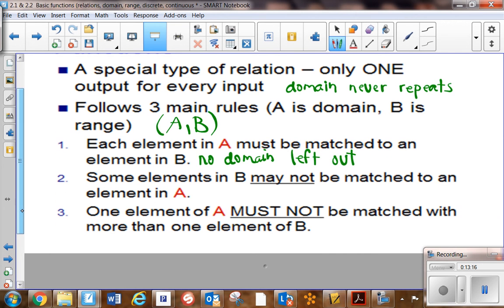However, look at the second one. But some elements of B may not be matched to an element in A. So that tells you that some of the ranges can be left out. Range members can be left out. They can be unmatched, or how you want to say it. You don't have to have a partner. All of your X's have to have partners. All your Y's do not have to have partners.